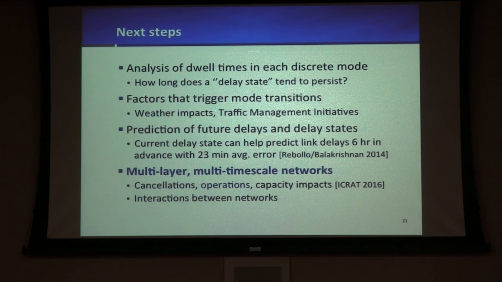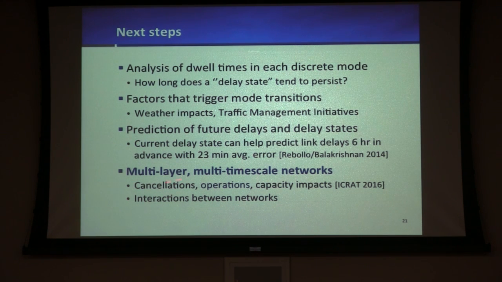As I mentioned earlier, if we could establish causal relationships between traffic flow management initiatives, the things that are done in terms of control, and some of these mode transitions, that tells us something about how we can come up with optimal switching laws, on what the right switching needs to be in order for us to decay as quickly as possible. So that's another thing that we're looking at. We've been looking at predicting future delays and delay states, and we've seen that looking at the network delay state is actually very helpful in being able to predict future delays, and so that's a direction that we'd like to continue in as well.